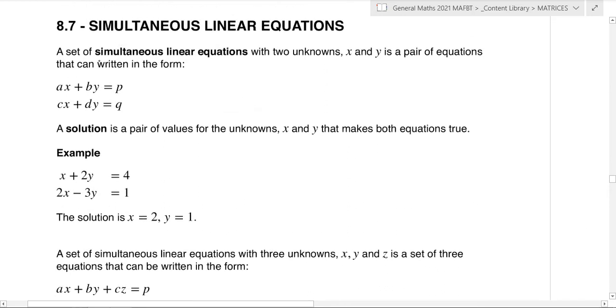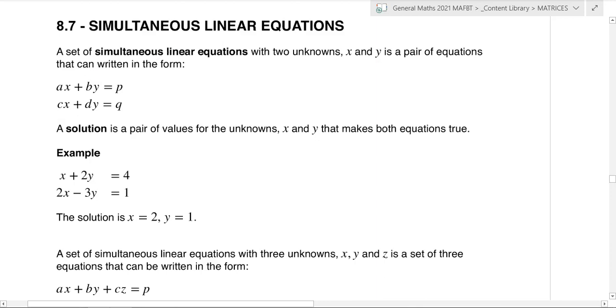So it says here, a set of simultaneous linear equations with two unknowns, x and y, is a pair of equations that can be written in a form. So these basically are two linear equations. Okay, and it's called simultaneous because there's two. Simultaneous just means at the same time. So there's two linear equations here, and you can see them in this form.